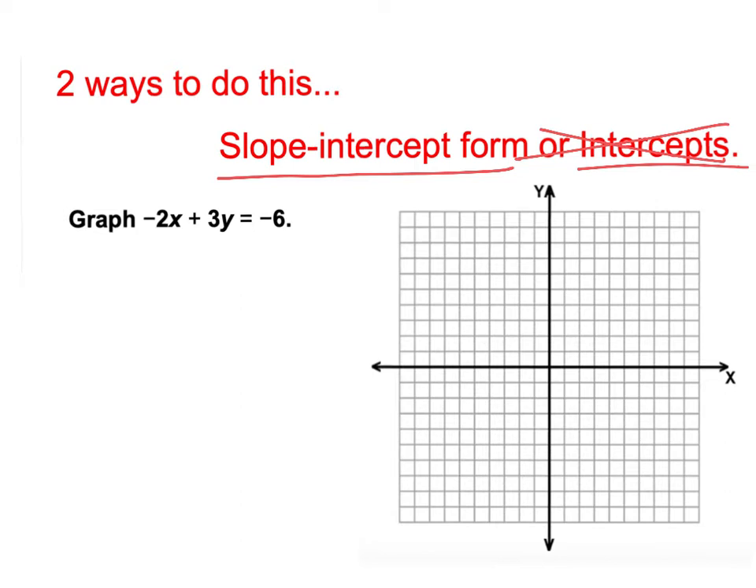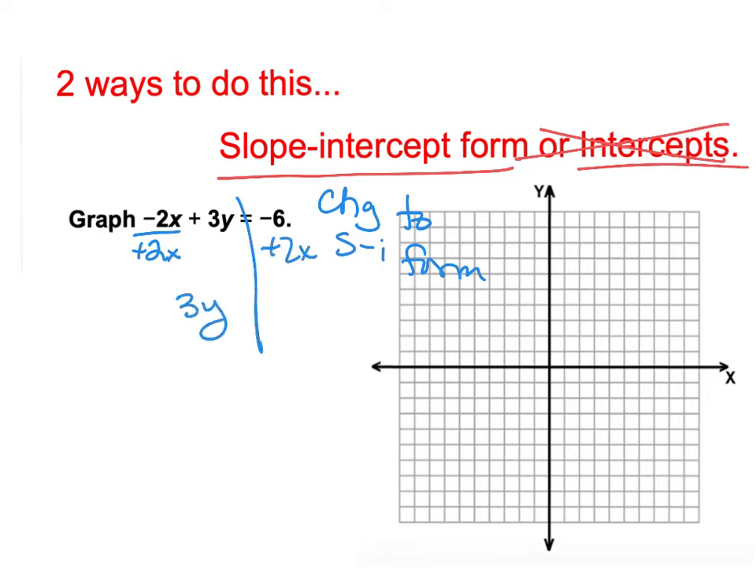So graph negative 2x plus 3y equals negative 6. You are going to change to slope-intercept form. So they're starting with a negative 2x. We're going to add 2x to both sides. So I get 3y. Now, slope-intercept form, y equals mx plus b. So I got my y. I'm going to put my 2x first, minus 6.